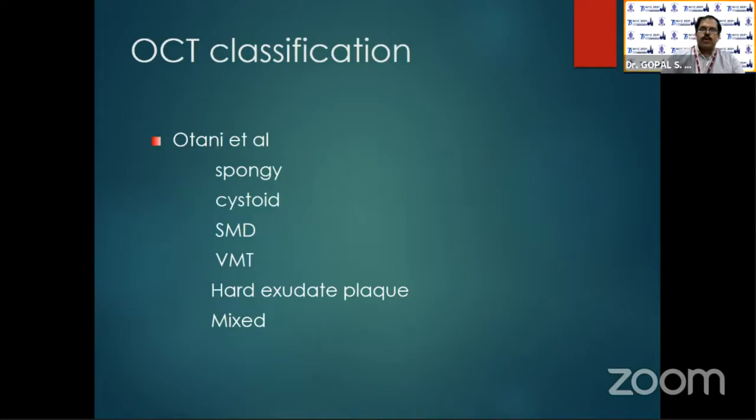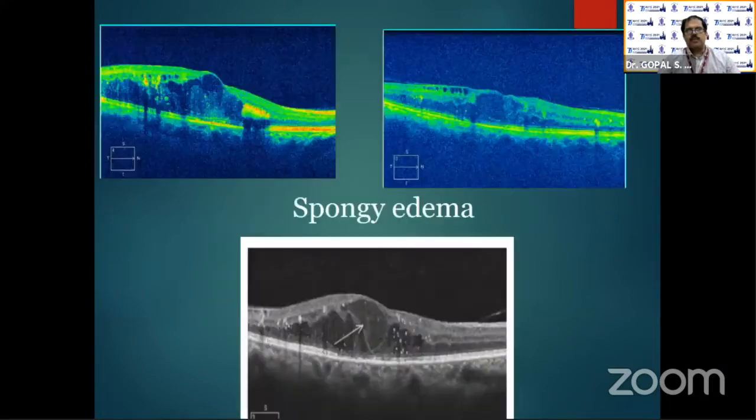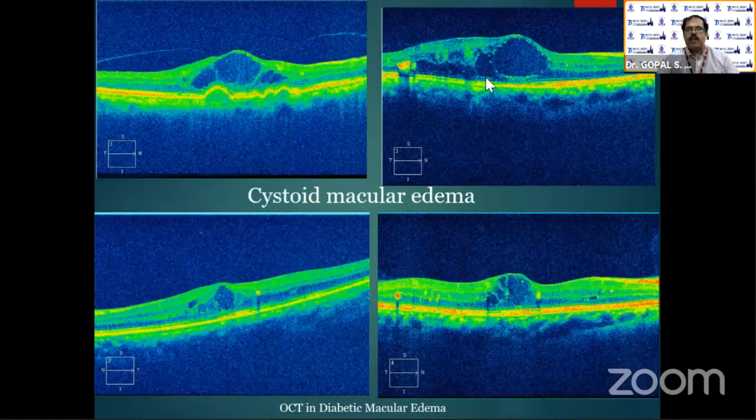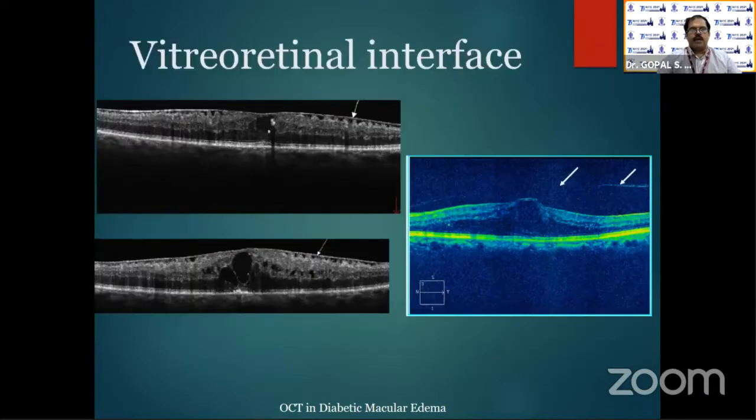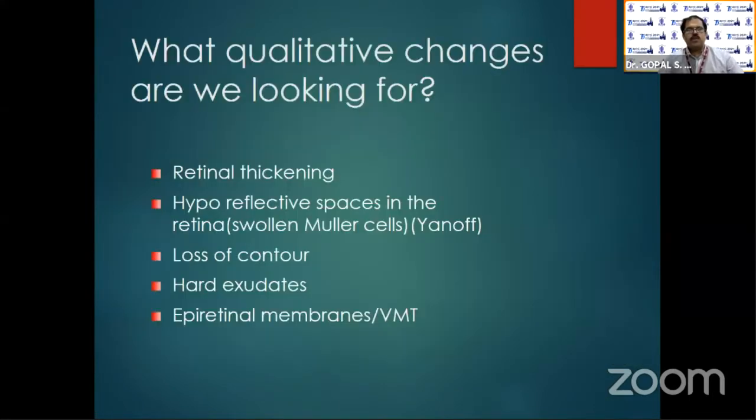So before that, let us go into an OCT classification that is very widely accepted, like spongy, cystoid, SMD, vitreomacular traction, plaque, and mixed. So these are some examples of spongy edema where there is a spongy overall edematous thickening. And when you have limited to the cysts, maybe smaller cysts or larger cysts, we say it's a cystoid macular edema. Then we have sensory neural detachment or SMD. And then we have the vitreoretinal interface problems, which Dr. Dipender just dealt with. It can also occur in diabetics with taut hyaloid or vitreomacular adhesion or traction, which is more of a vertical component. So these are different things.